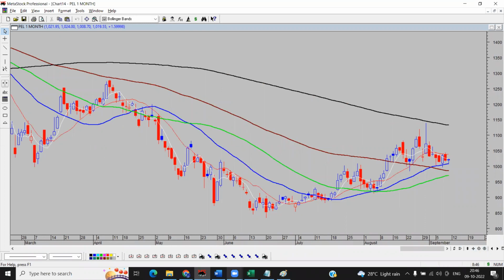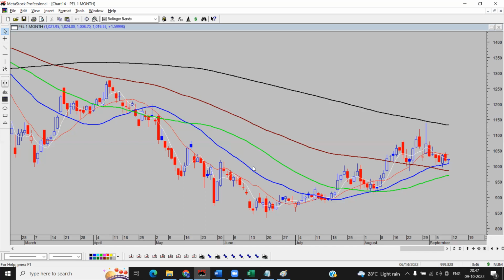The next question. After identifying the stock from MetaStock, then for TradingView we have to wait for the hourly chart to take entry. You can take the hourly chart, you can take the 30-minute chart. That depends upon your risk-taking capacity. I've seen many going for the 15-minute chart as well. I personally prefer the 30-minute chart.